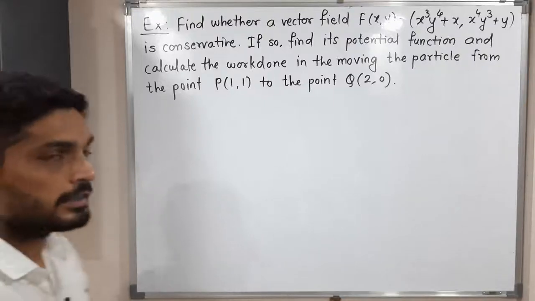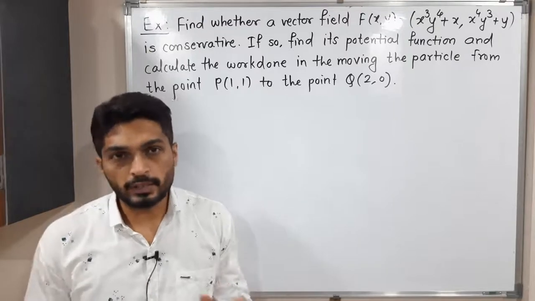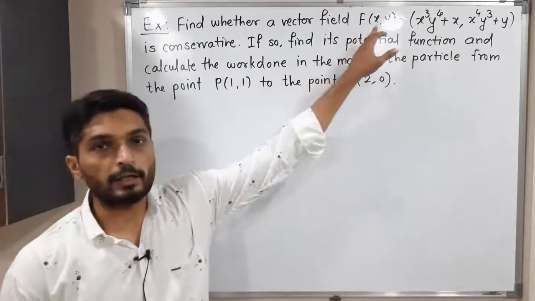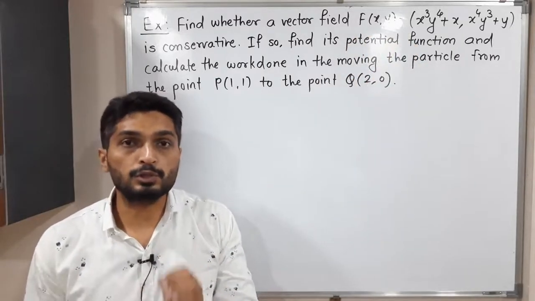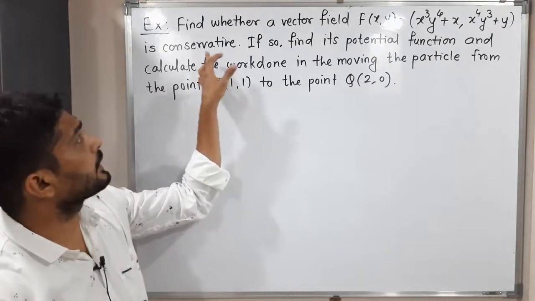Hi everyone, let us discuss this example. In this example, they have asked several questions. So let us discuss all those questions one by one. They have given a vector field f of x, y, which is defined in that way. And the first question, we have to check whether the field is conservative or not.